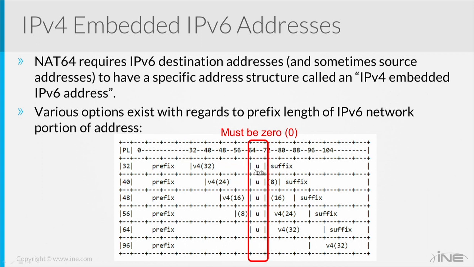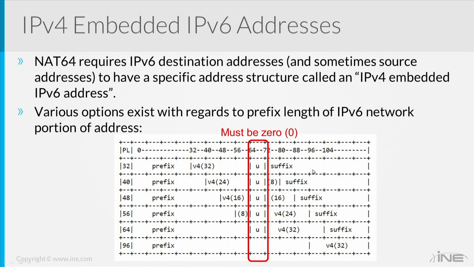Then you've got a byte here, which is called the U octet. It's sometimes called the null octet. And this is just 8 bits of zeros. So the U octet is always zeroed out. And then you've got the suffix, which is also reserved and also supposed to be all zeros.